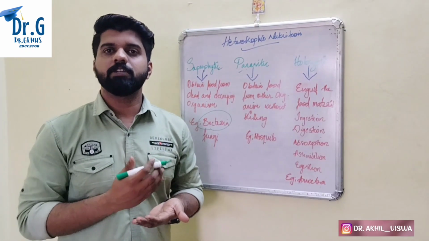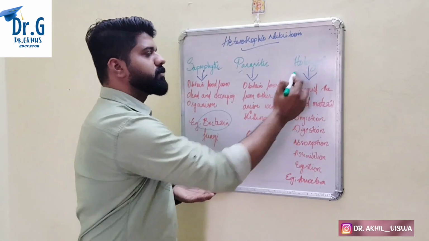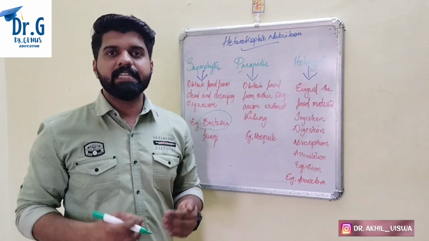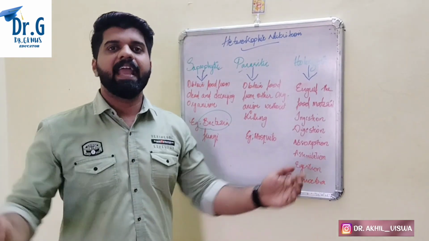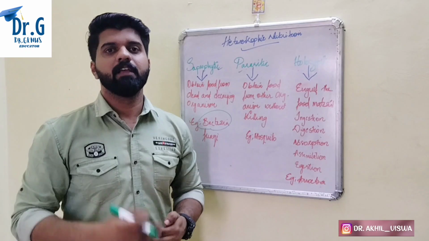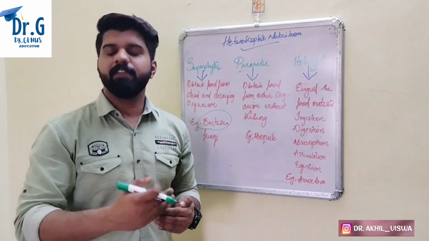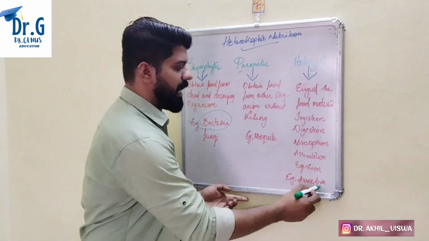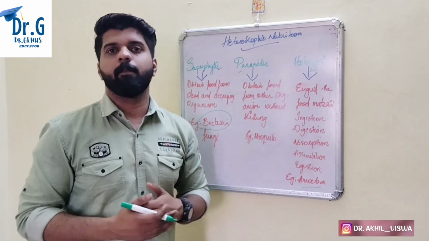Finally, the third heterotrophic nutrition is called holozoic nutrition. What do we mean by holozoic nutrition? Here the organism engulfs the food materials. This process is called engulfing. Then digestion will start. An example is amoeba. Amoeba is the organism which does this holozoic type of nutrition.